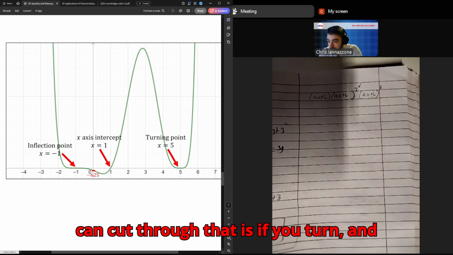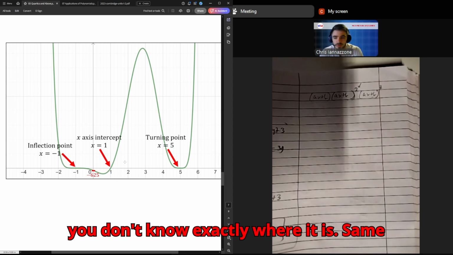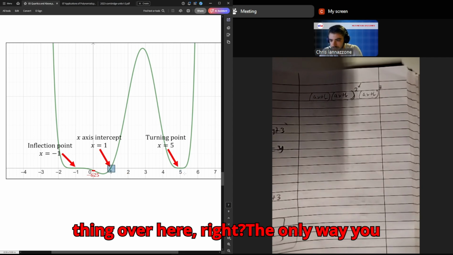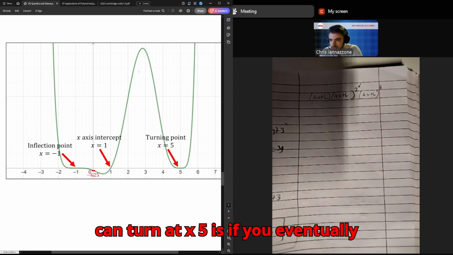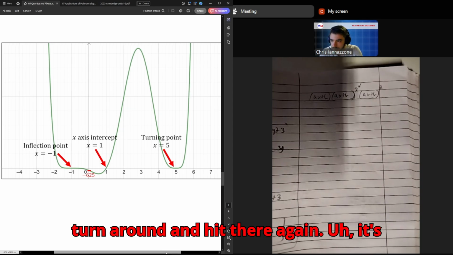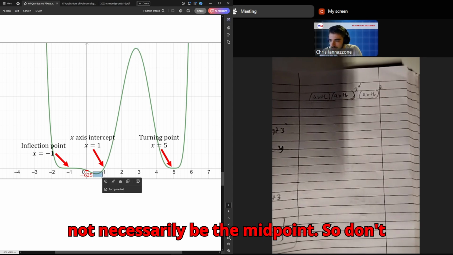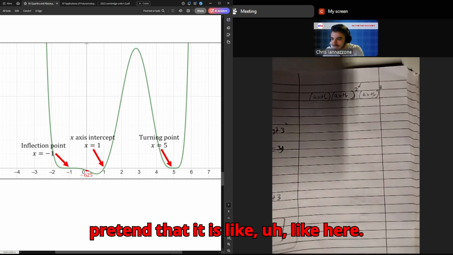The only way you can cut through that is if you turn, and so you just draw the turning point, even if you don't know exactly where it is. Same thing over here, right? The only way you can turn at x equals 5 is if you eventually turn around and hit there again. It's worth highlighting, this will not necessarily be the midpoint. This will not necessarily be the midpoint, so don't pretend that it is.